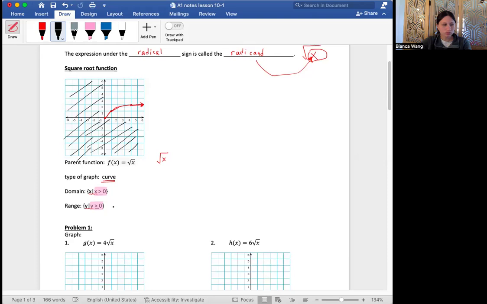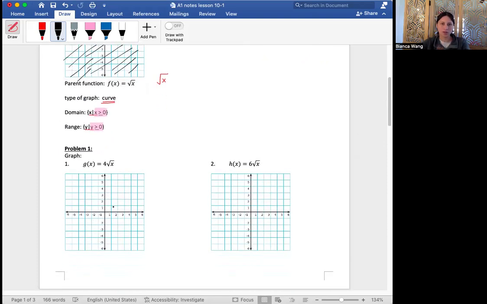Let's experiment a little bit. What if we have 4 times the square root of x or 6 times the square root of x? What would our graph look like? The most standard way to graph is just to plug in your x and y values.